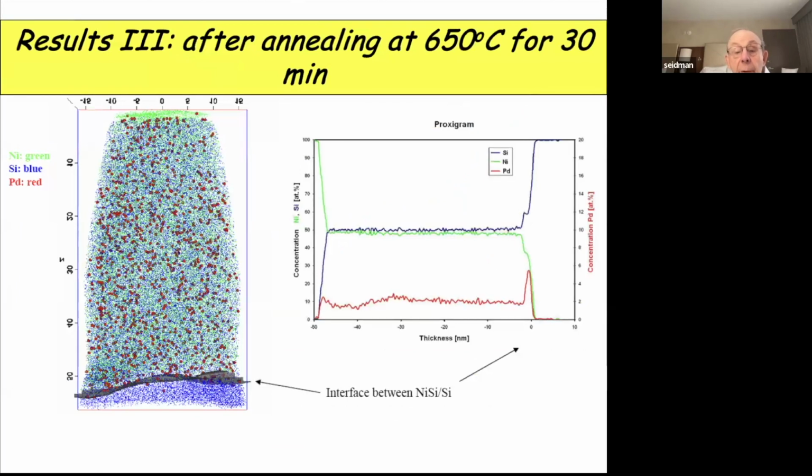Okay, then here's another example where the data is better. This is concentration of nickel and silicon. The silicon, once again, is in black. The palladium is in red, and the nickel is in green. And you can see the nickel silicide is very close to having a 1-to-1 ratio. So this is really nickel silicide.